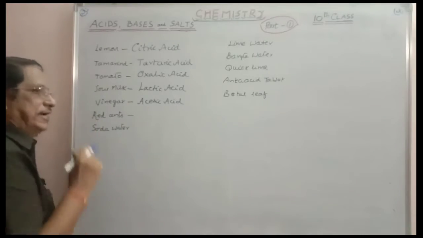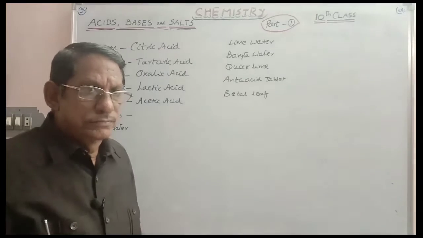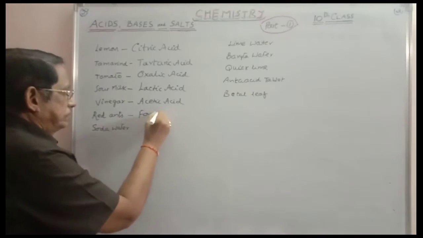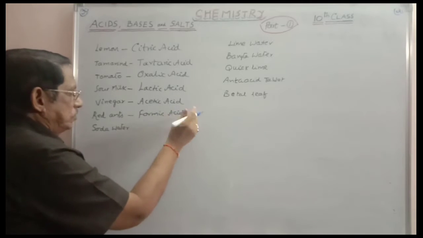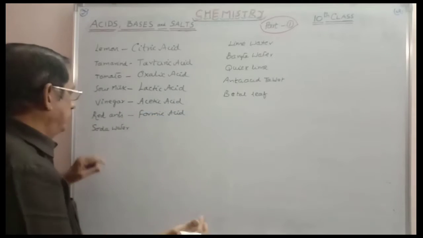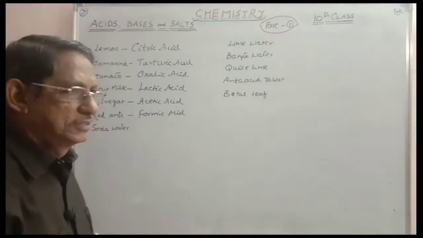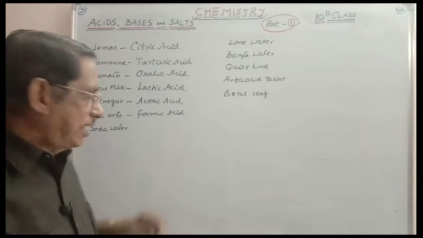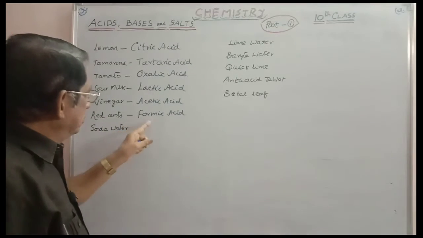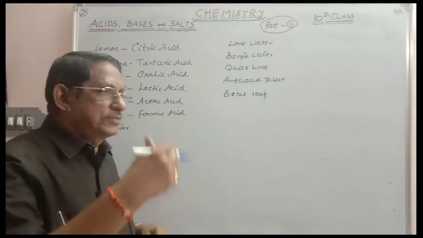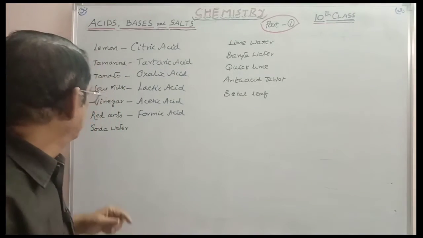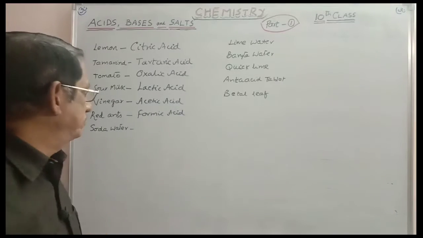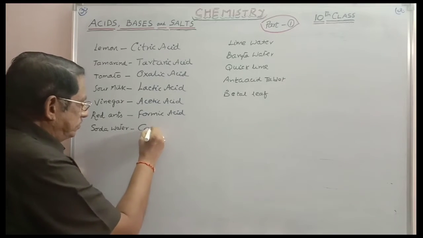The stings of red ants mainly contain formic acid. The word formic is derived from the Latin name of red ant. Red ant means formica in the Latin language. As this is produced from red ants, it is known as formic acid, which represents the origin. Similarly, you can take soda water, which we use for drinking purposes. That mainly contains carbonic acid.